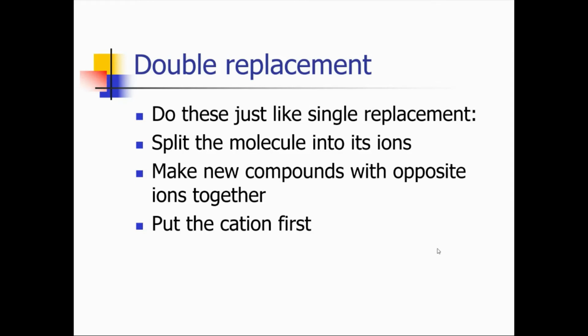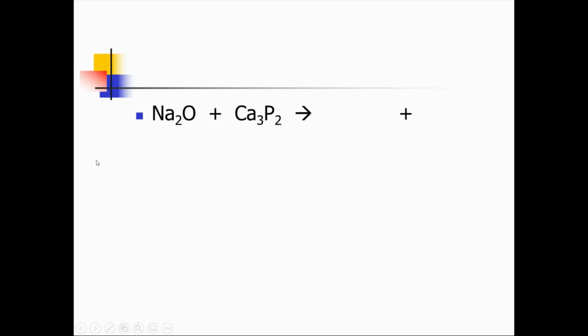Double replacement is kind of like single replacement. You're going to split the molecules into their ions. It says molecule, but there's more than one. You're going to make new compounds with opposite charged ions together, and you're always going to write the cation first. So here we have Na2O, sodium oxide, Ca3P2, this is calcium phosphide. And we're going to write the ions, Na+1, O-2, Ca+2, and P-3.